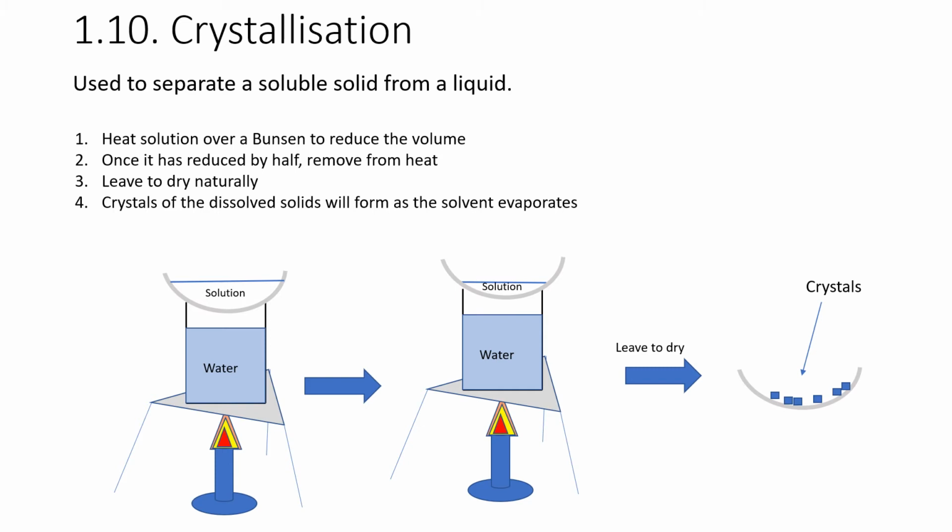As the solvent evaporates, the crystals of the dissolved solutes will begin to form in the crucible. Therefore, we've effectively separated the solvent, which in most cases is water, from the solutes within it. So you might get your sugar crystals back, your salt crystals back, or you might see some nice copper sulfate crystals in blue forming in your evaporating dish or crucible.